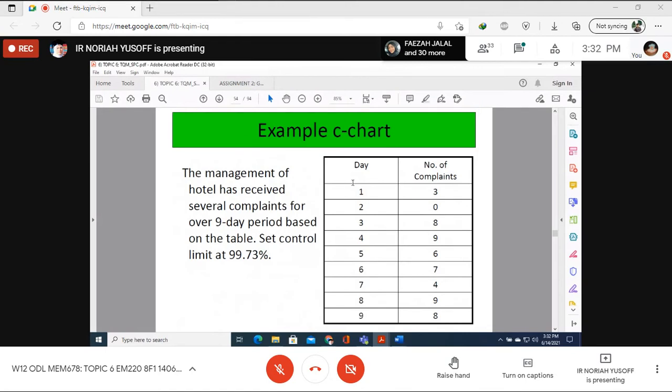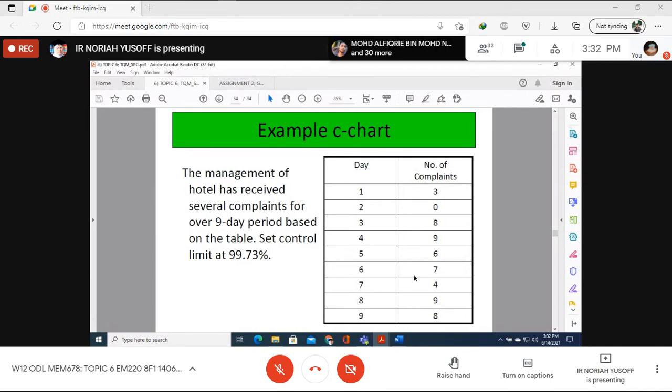So kat sini katalah day 1, number of sample. Day 1, day 2, day 3. Kata the management of hotels has received several complaints for 9 days. Maksudnya sample size dia over 9 days, 9 periods ataupun 9 sample dia ada. So untuk hari pertama dia ada 3 complaint dia receive. Hari kedua tak ada. Hari ketiga ada 8.